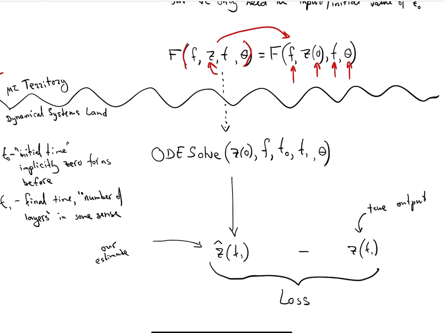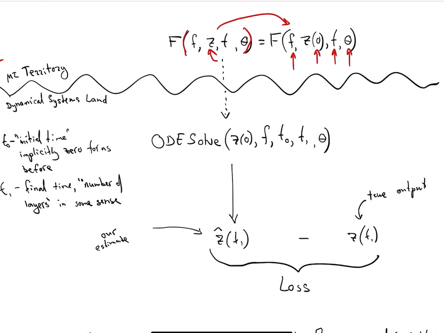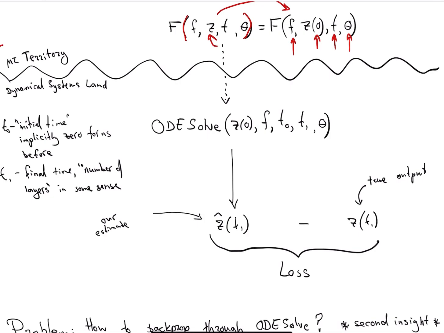And what this solver takes is the initial condition, which in our case is z0, the function f that represents the derivative or dynamics of this system, the initial time point, and the final time point. So this final t, we can think of it as a number of layers, and the parameter theta, these are the parameters of this dynamical system. What this ordinary differential equation solver does is it computes for us the value at the final value t1. And this value is basically the output of our neural network. And we can compare this value versus the true value, and this creates our loss.